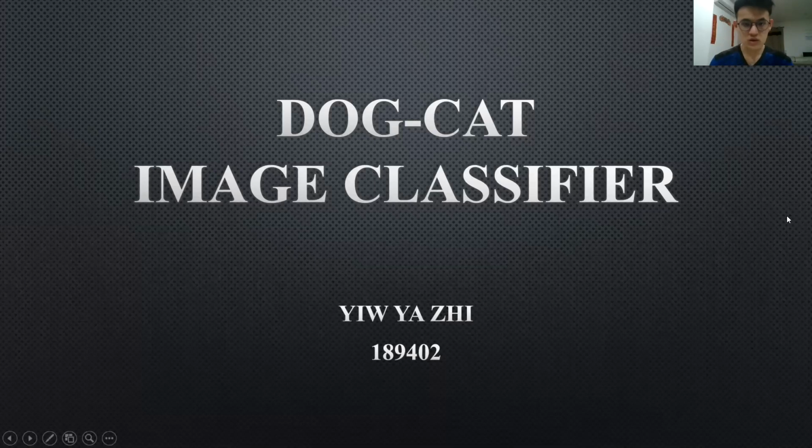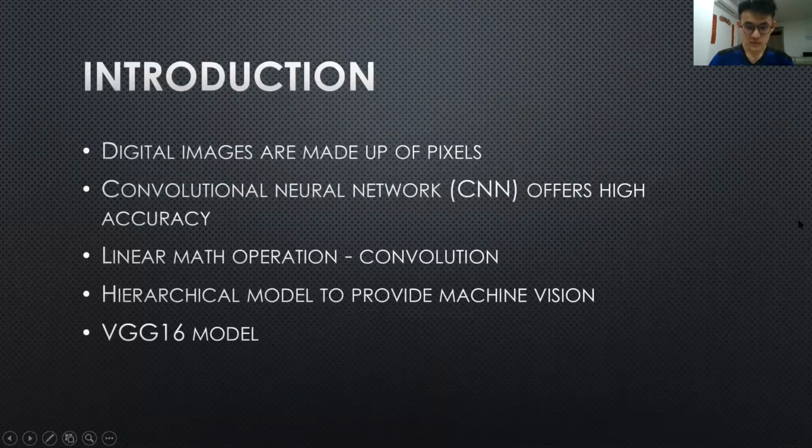In this video, I'm going to talk about an image classifier model that we built using CNN involving a VGG16 model. So, first of all, we know that digital images are made out of a lot of pixels. So image classification comes in when we try to classify or group those pixels into specific classes. The reason that CNN is usually a popular choice for image classification is because it offers high accuracy.